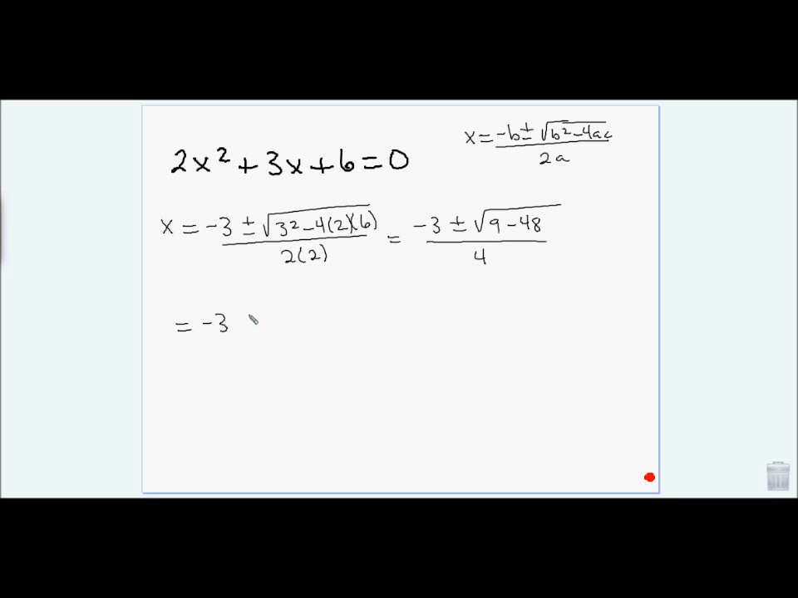So I get negative 3 plus or minus the square root of negative 39 over 4. Now 39, I can't take anything out of that, but I do have that negative, so I have to take the negative out of the square root in the form of an i. So I get negative 3 plus or minus i times the square root of 39 over 4.